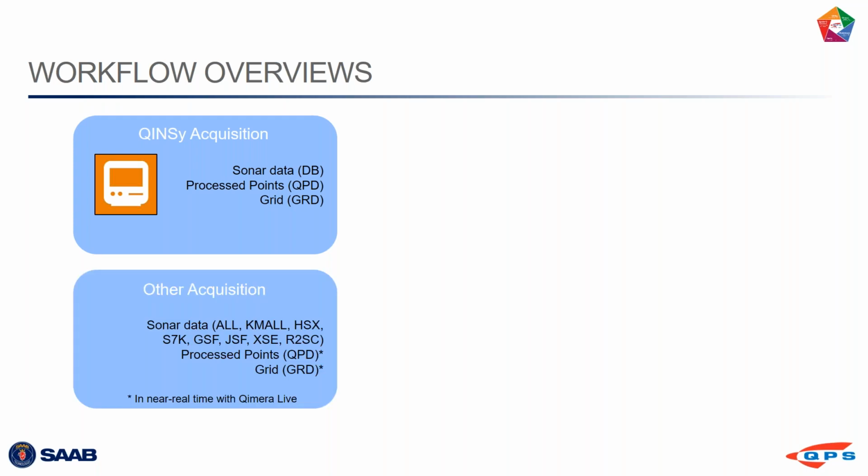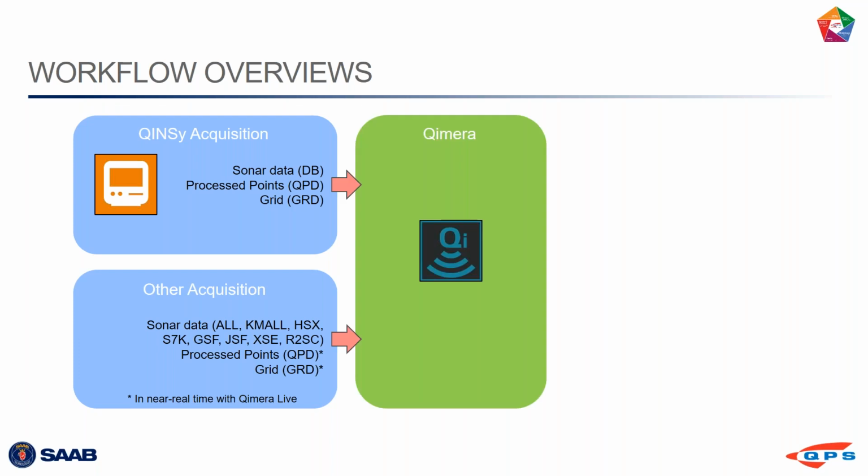For those who are not using Qinsy, the workflow can still be very streamlined. A wide variety of raw sonar formats are accepted in Qimera, which has the protocols to extract and utilize as much of that metadata as possible as a means of facilitating the process and eliminating human error. Non-Qinsy users can still get their processed points in a bathymetric grid in near real time by taking advantage of Qimera Live, which is compatible with all the same raw sonar formats that you see there that Qimera uses. And so Qimera Live is a directory monitoring function that will process any raw sonar files that are written to the specified directory.